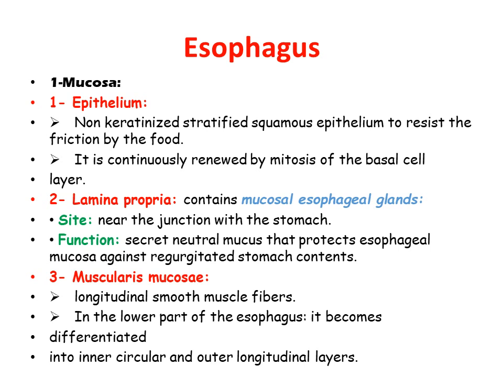This is very important. This is an exam question. The lamina propria of the esophagus contains which type of gland? It contains esophageal cardiac glands, at the site near the junction with the stomach. Their function is to secrete neutral mucus that protects the esophageal mucosa against regurgitation of stomach content. That's logical. The muscularis mucosa is longitudinal smooth muscle fiber in the lower part of the esophagus. It becomes differentiated into inner circular and outer longitudinal layers.